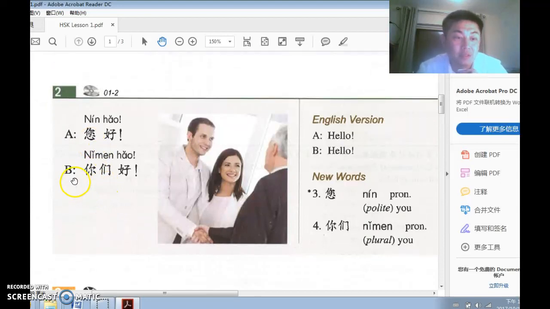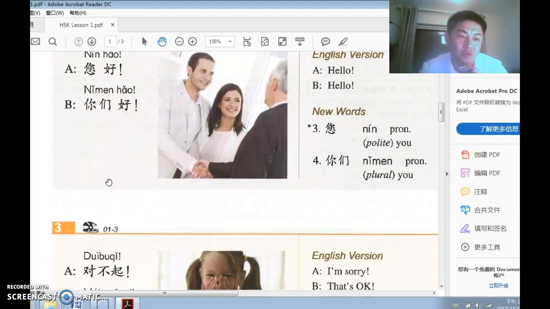And then this old man replied 你们好 instead of 你好. Why? Because there are two of them, and the pronouns have plurals. Now, 们 is the plural. You don't change this Chinese character, of course. You just add 们 after 你, and it becomes you, plural, or y'all.